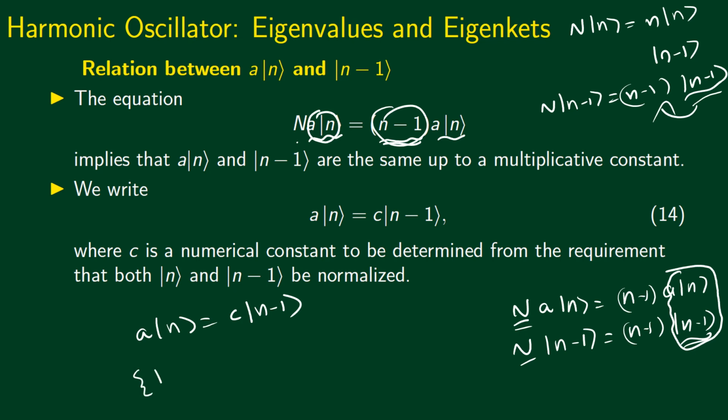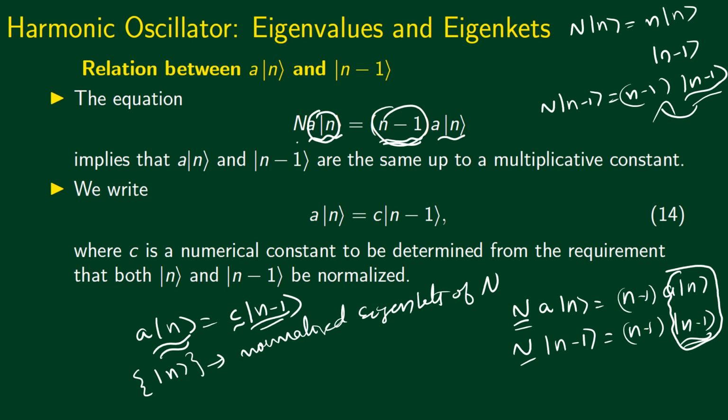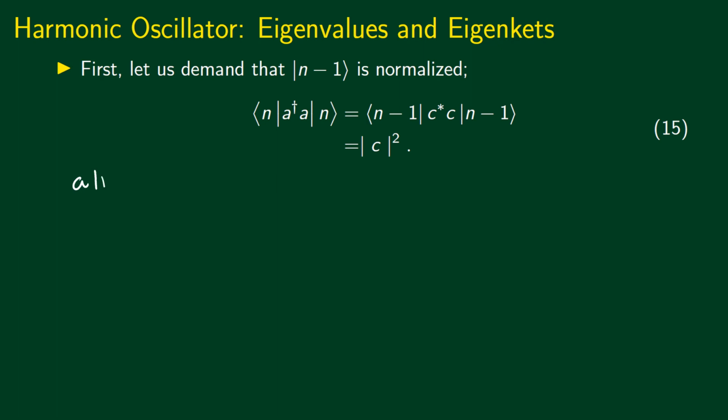So we are taking the set ket n as the set of normalized eigenkets of operator n. And then we can write the state A ket n as a multiple of one of the normalized eigenkets of operator n. So let's evaluate this numerical constant c by demanding that ket n minus 1 and the others are normalized. Okay. We found that A acting on ket n is equal to ket n minus 1 up to a numerical constant. Now let's find the inner product of this vector with itself.